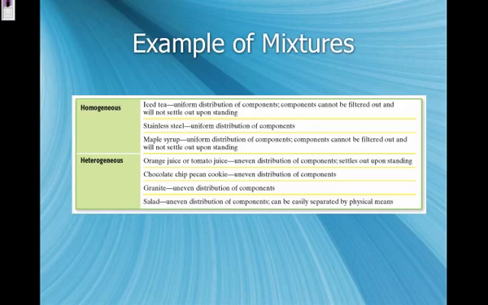Stainless steel, the alloys of metal mixed together, those are homogeneous. Maple syrup. Heterogeneous orange juice or tomato juice, if you let it set for a long time, you'd have stuff settle to the bottom, especially if you have pulp in your orange juice. Chocolate chip pecan cookies, granite, like granite countertops, they have the specks in it of different colors. And salad is a good example.